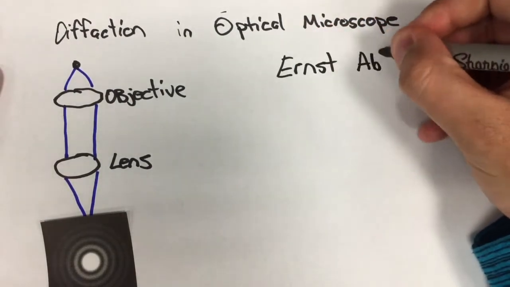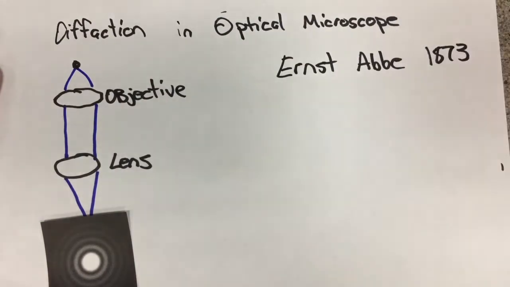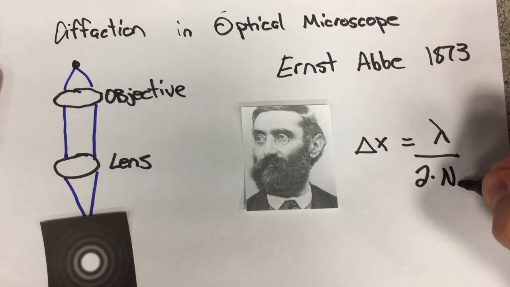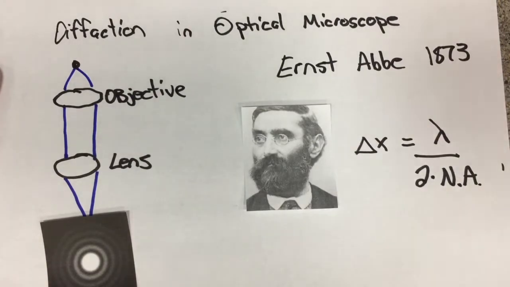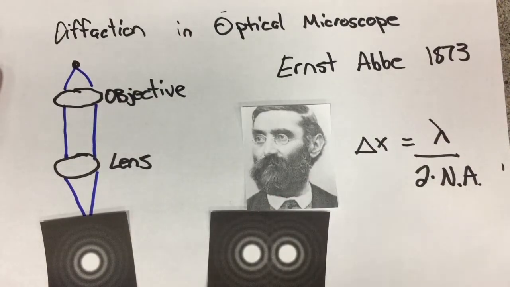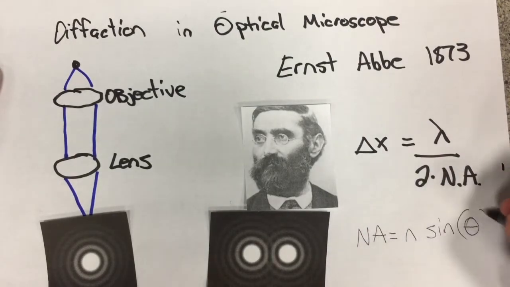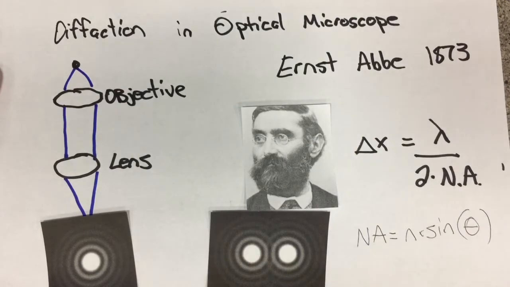In 1873, Ernst Abbe described the ability to resolve two of these point sources located next to each other to be the wavelength of light you're probing with divided by 2 times the numerical aperture of your objective. This dictates the lateral resolution you can resolve in an optical microscope, and is usually around 200 nanometers.